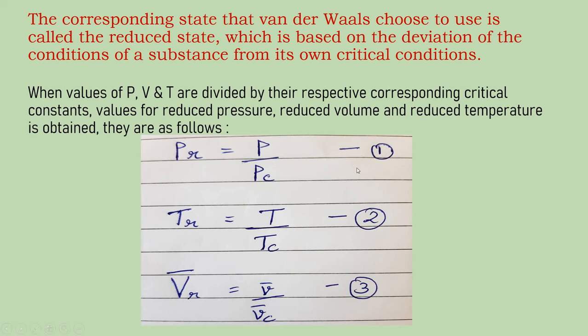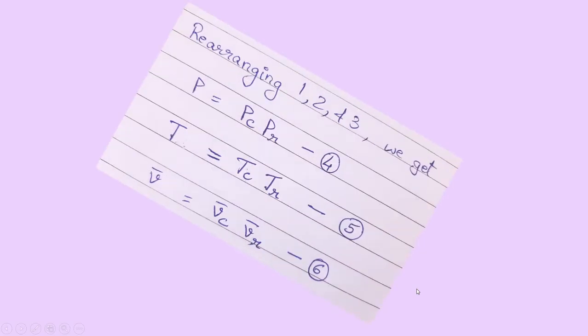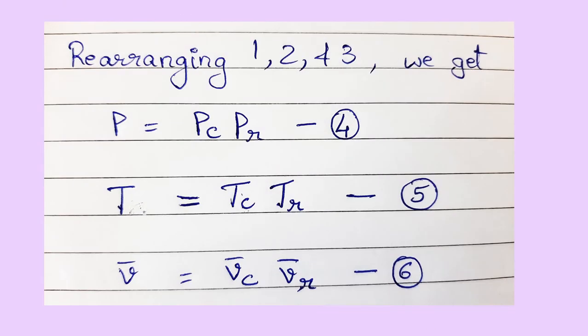I have labeled this as equation 1. Similarly, TR is equal to T upon TC, equation 2. Reduced volume is equal to molar volume upon molar critical volume, equation 3. Moving ahead, I am rearranging the equations to obtain P equals PC into PR, which is equation 4. In the same way, T is equal to TC into TR, equation 5, and V is equal to VC into VR, that is my equation 6.